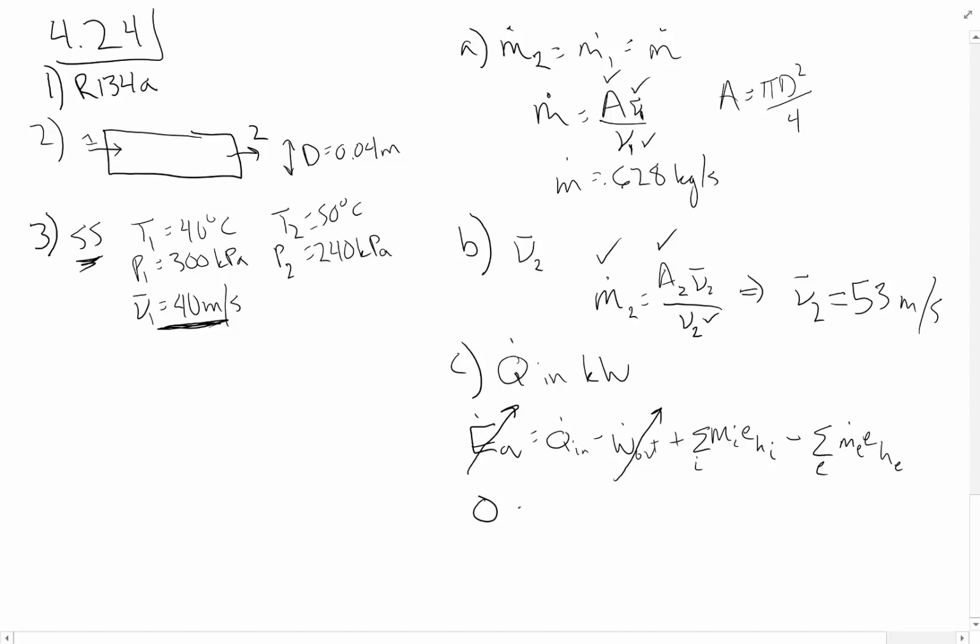And what we end up with is that 0 equals Q dot in plus mass flow rate times (h1 plus v1 squared over 2,000 plus g z1 over 1,000) minus mass flow rate times (h2 plus kinetic plus potential).